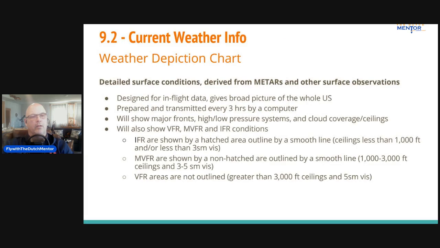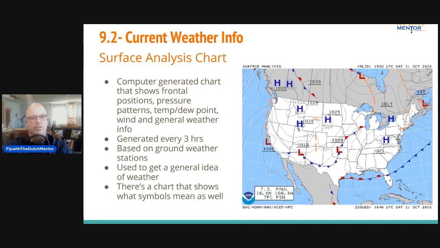All right. The weather depiction charts give the detailed surface conditions derived from METARs and other surface observations. Here we can look at surface analysis charts to find where we have high and low pressures or occluded fronts. Of course, simply stated, high pressure tends to be nicer weather. Well, if you have a low pressure, that can bring some more concerns.